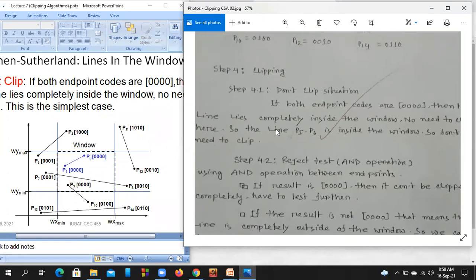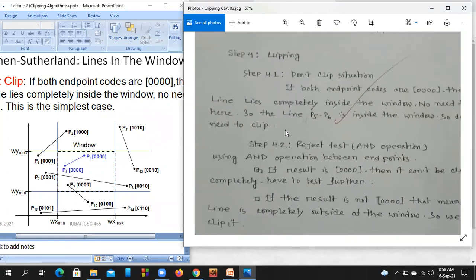Now that is the first thing we have found, which we are not going to clip, that is confirmed. So we are not going to do anything for P5, P6, so we will keep it because both of the endpoints are 0000.